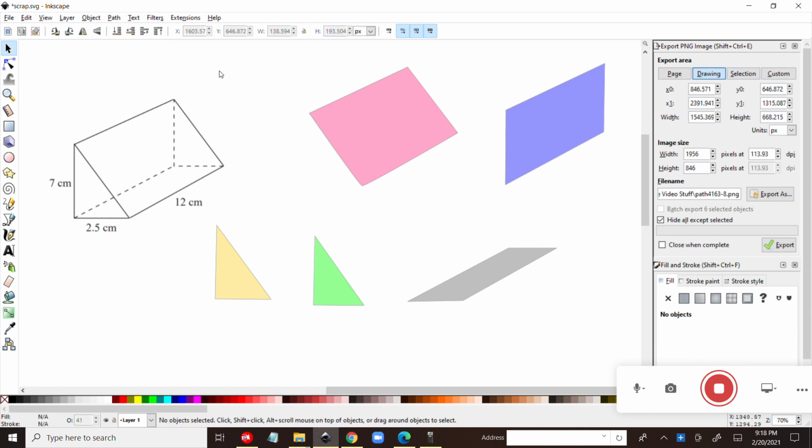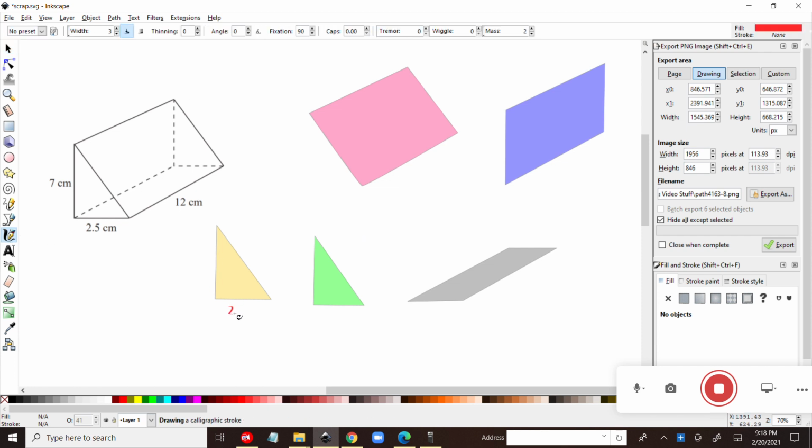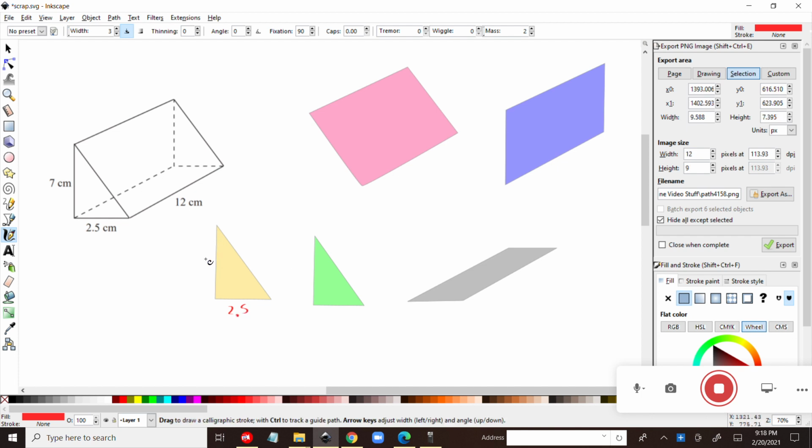So let's get the dimensions of each shape here. I know here is 2.5, over here is 7. For the other triangle it is the same thing: 2.5, over here is 7.